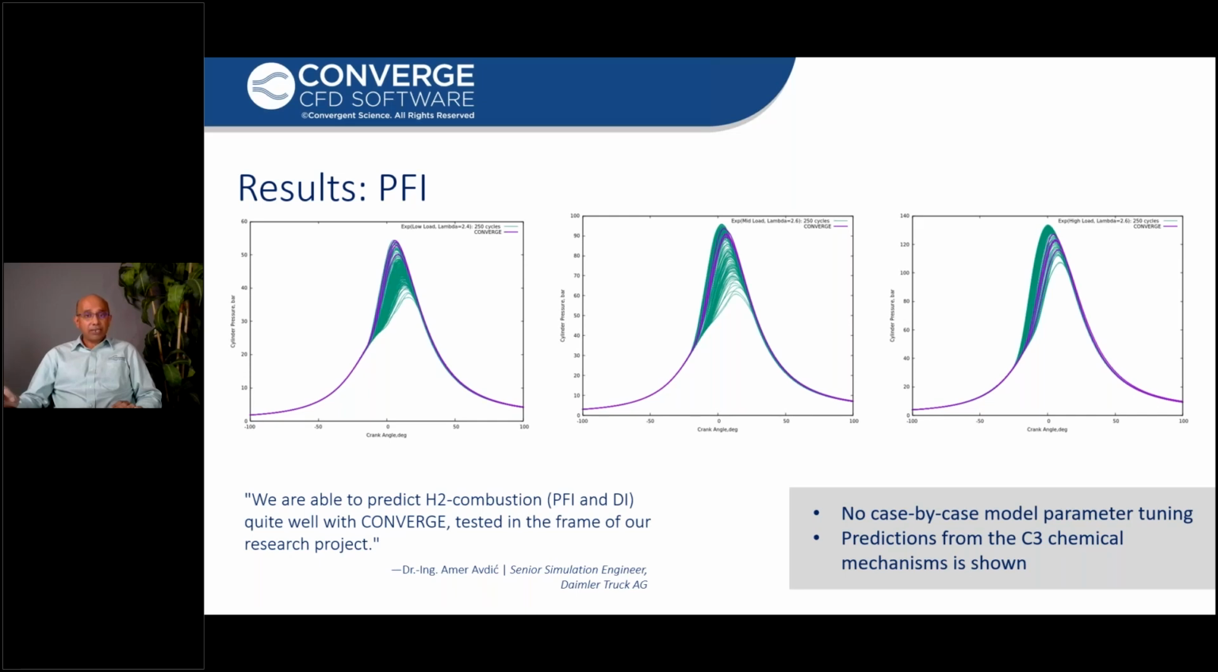Since both chemical mechanisms provided accurate results for the premixed case, we decided to use the C3 mechanism for the PFI simulations and going forward. From left to right, they are the low load case, one of the mid load cases, and the high load case. There are 5 consecutive cycles run for the simulations without any model parameter change between cases. You can see that the predictions are within the cyclic variation of measured data.